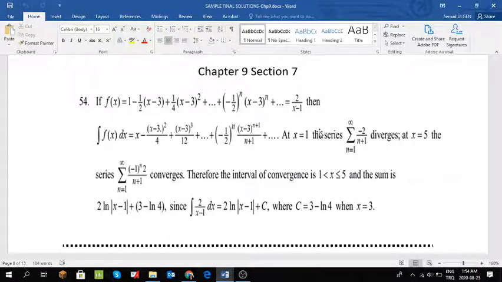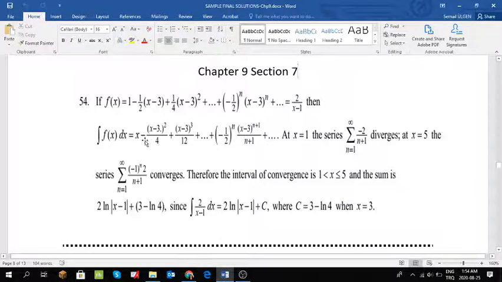How about x equal to 5? For x equal to 5, we go back in here and put it in. 5 minus 2 squared over 4, 2 cubed over 3, 2 to the n plus 1 over n plus 1, negative 1 over 2 to the n.